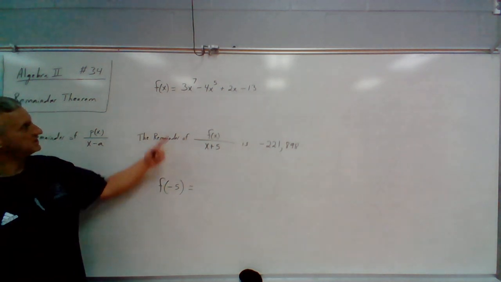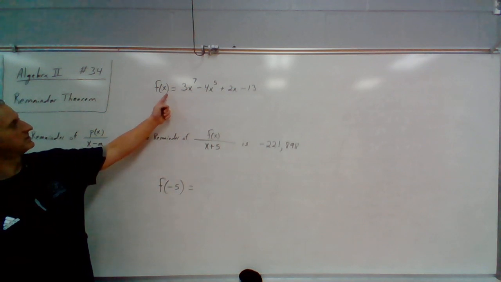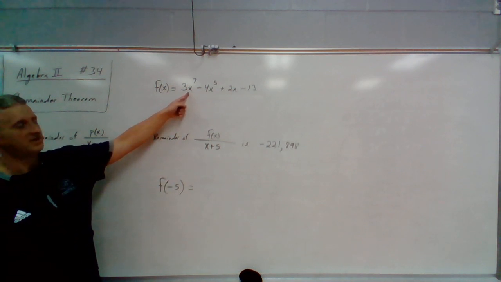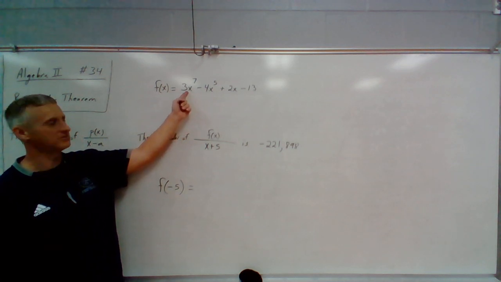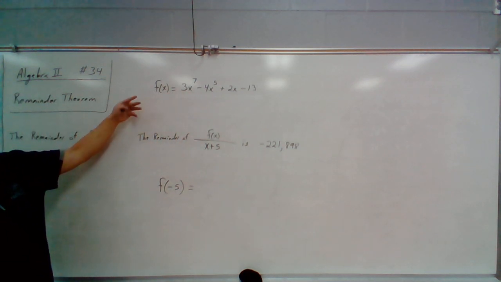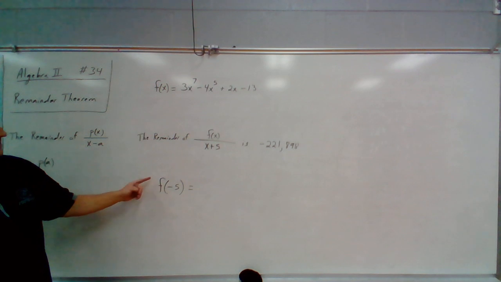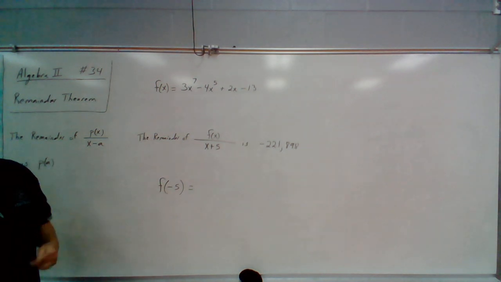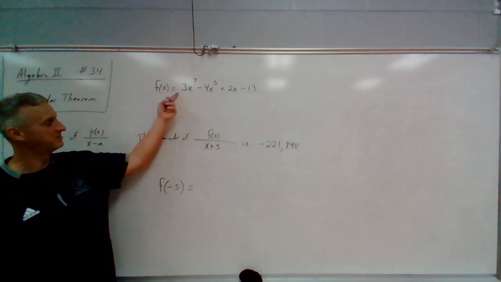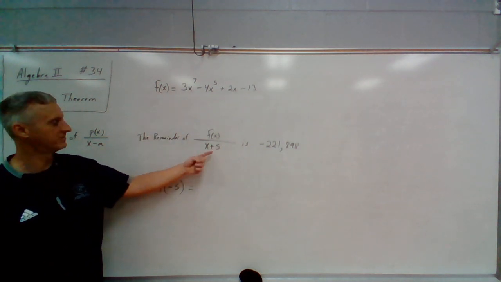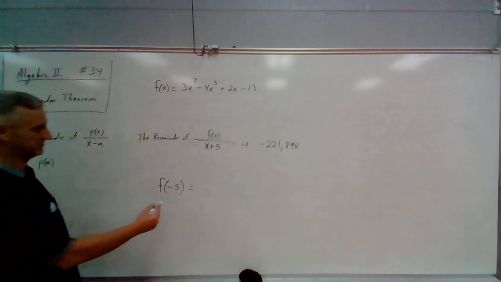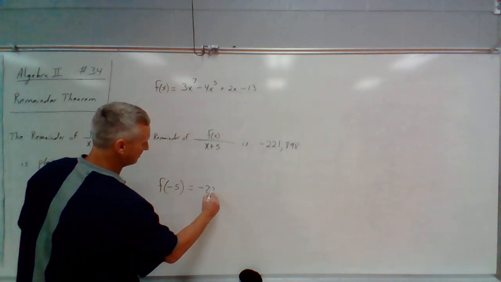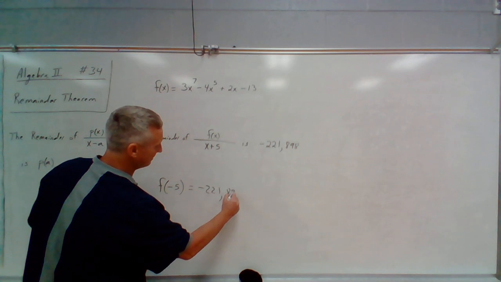Well, f of negative 5 means to plug negative 5 into this function. That would be horribly unpleasant to do without a calculator. I don't want to have to raise negative 5 to the 7th power without a calculator. But we can use the remainder theorem to tell us the answer automatically. I don't have to plug negative 5 in here because I know the remainder of this division problem. So what's f of negative 5? Well, it's negative 221,898.